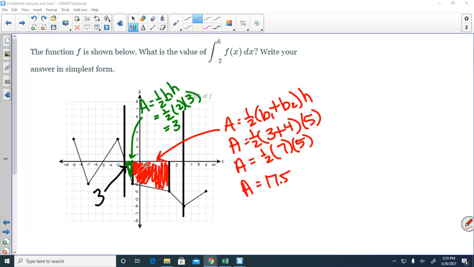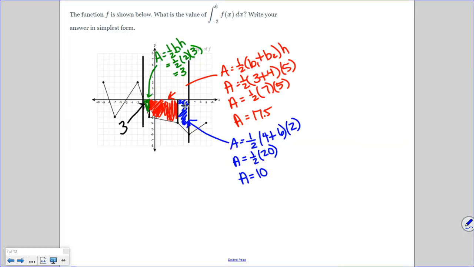Then for this last one, I'll find the area of this trapezoid. Whoops, let me make that blue. This trapezoid. So I substitute 4 for one base, 6 for another base, and the height of 2 into the formula. And so I get that the area for this blue trapezoid to be 10.